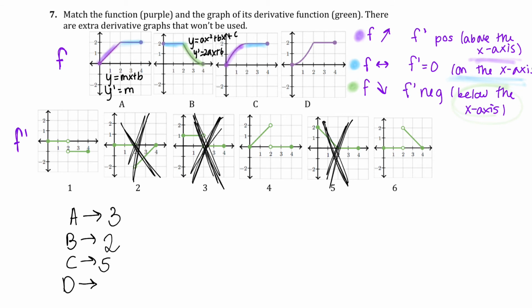Choosing for part D, if you go for the quote-unquote easy part first, we know that it is flat from 2 to 4, so it's going to be on the x-axis for the derivative from 2 to 4, so it can't be this one. This one works, and then it can't be this one because from 2 to 4, it's down here. So the only one that works, we don't even have to look at the rest of it, is going to be number 4.